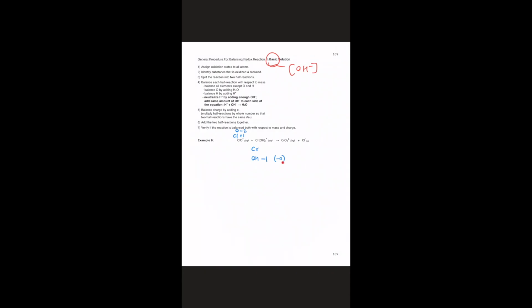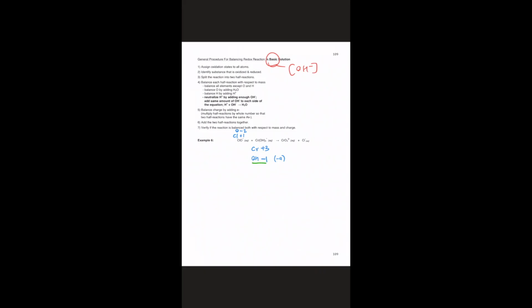Therefore, in this case, -4 added to what gives you the -1 charge? It would be +3, because +3 minus 4 equals -1. So in this case, the oxidation number for chromium would be +3. And then the next thing is to determine the oxidation number of the hydroxide ion separately.